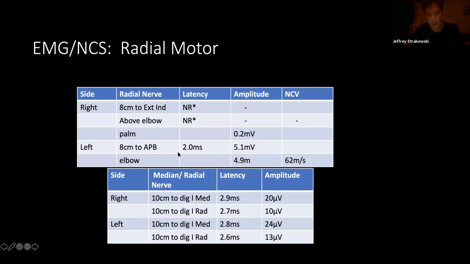That is mislabeled, unfortunately. So that's the opposite side. That should be the extensor indicis also. That's his normal side here. So he had 5 millivolts on this side and basically nothing on that side. However, the sensories were spared.